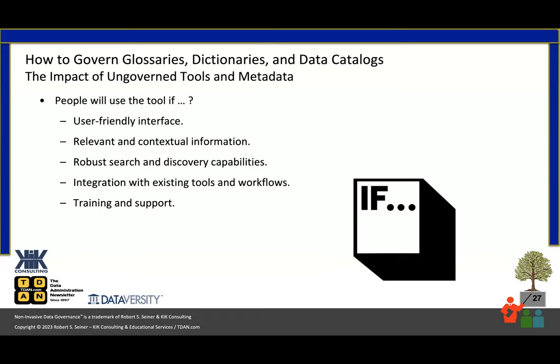If the information, as I mentioned earlier in the webinar, is relevant and it's contextual, the way that it's going to help them in business outcomes and in their job. So asking them what metadata is important and focusing on that specific metadata and the quality of that metadata and the governance and the stewardship of that metadata might be a good place to start, because you're looking to get the relevant contextual information into their hands.